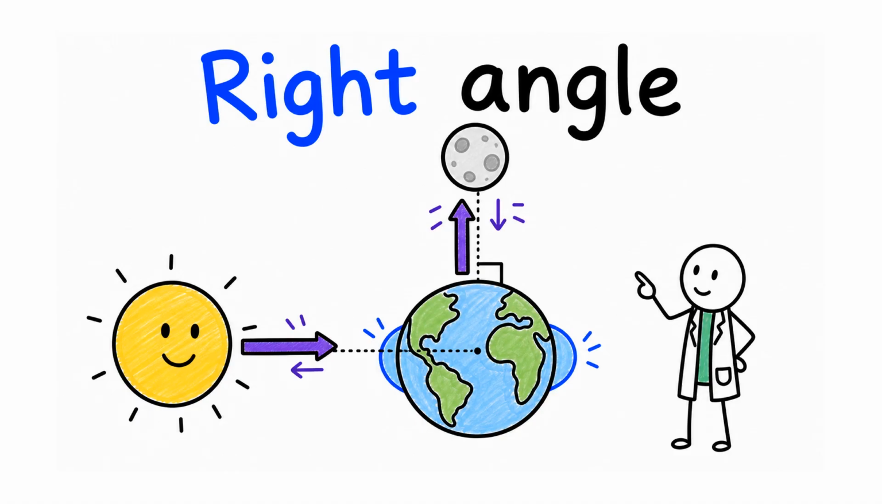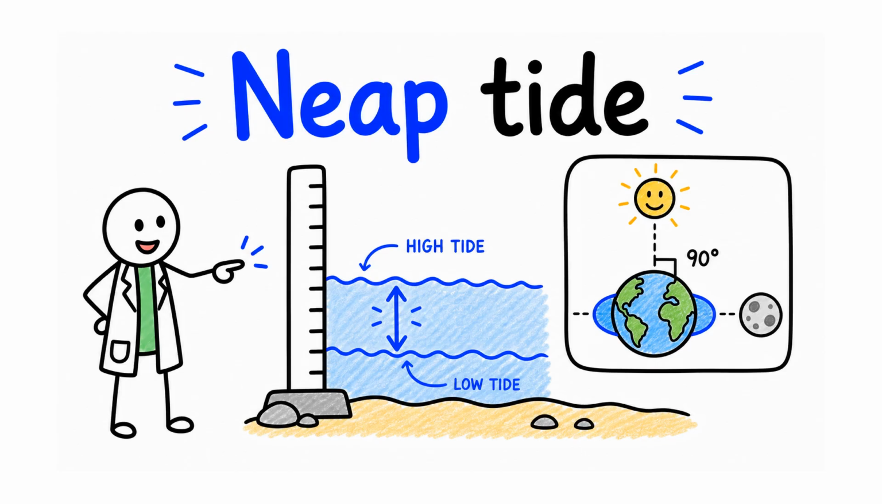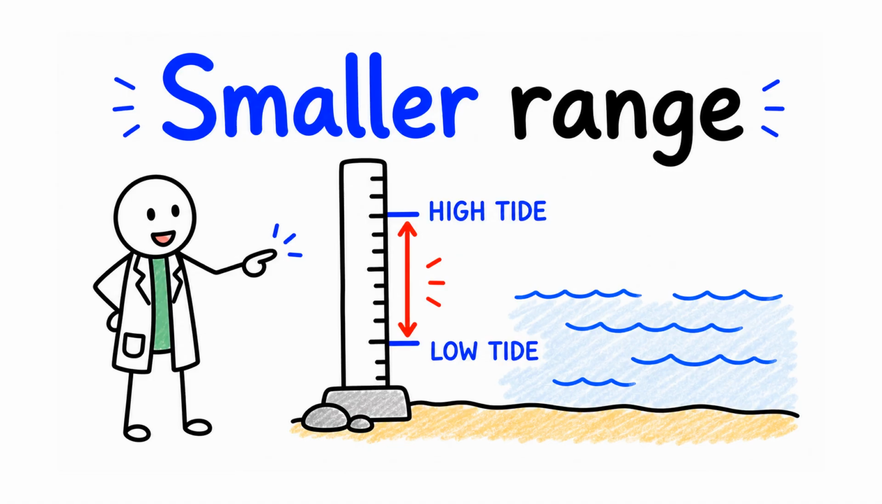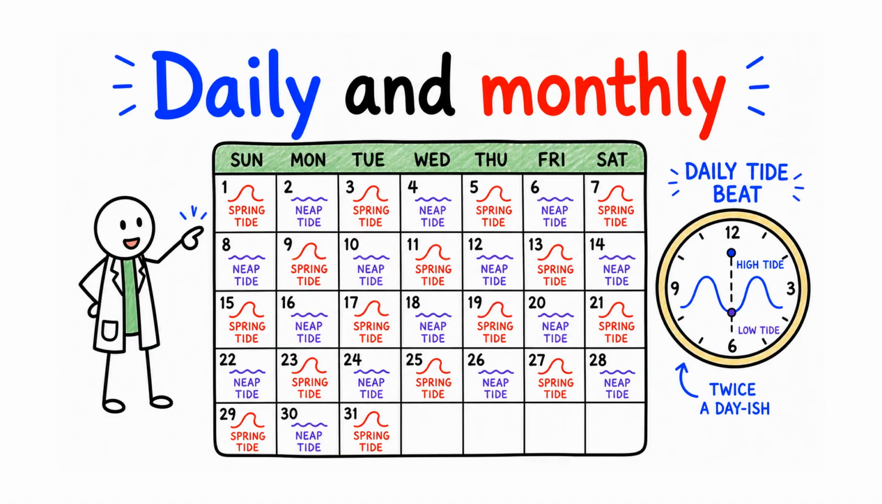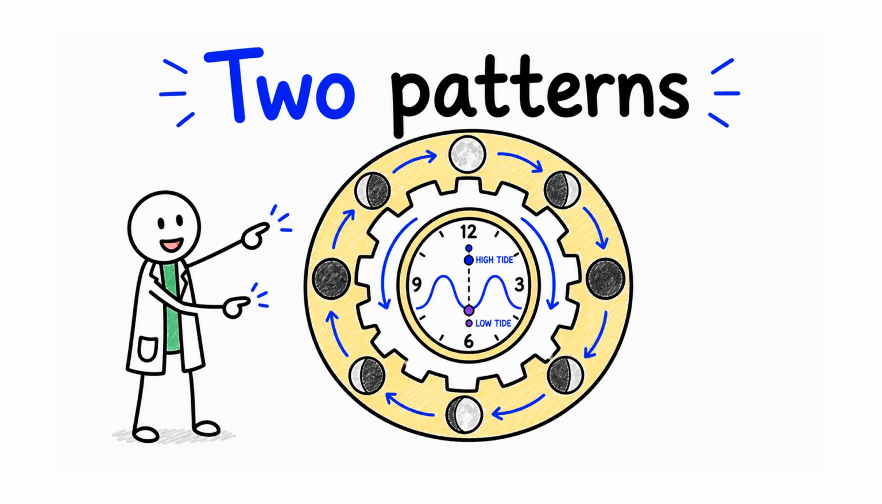When the sun and moon pull at right angles, they partly work against each other. Those are neap tides. Neap tides usually have a smaller difference between high and low water. So the moon sets the main rhythm, while the sun turns the volume up or down. This is why tides change through the month, not just through the day. The daily tide clock is nested inside a monthly moon phase pattern.